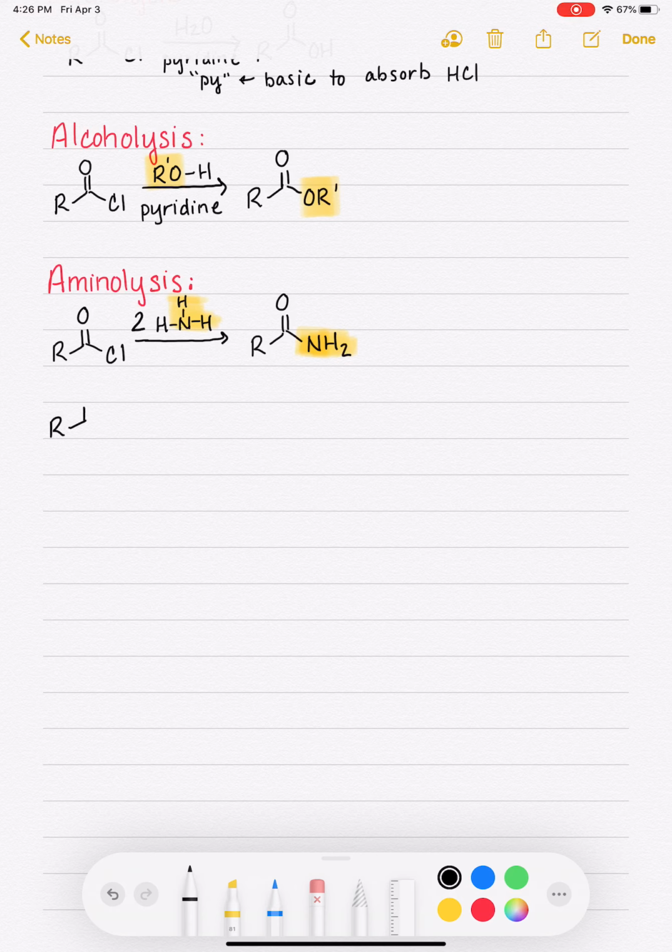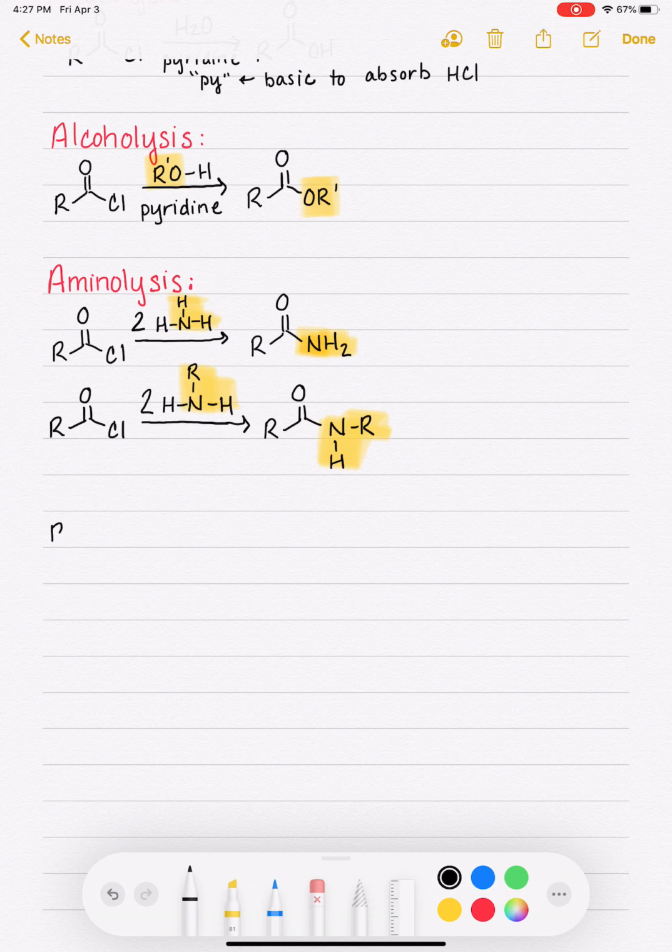Now, we can do this reaction also with a primary amine. So that's notation that we really haven't used yet, but a primary amine is going to have one R group on it instead of having 3 hydrogens on it. And with a primary amine, we're going to get an amide with one R group on it. And let's highlight our amine. We can see how much of it comes through into the product. And again, we're going to need to have excess of this amine to absorb HCl.